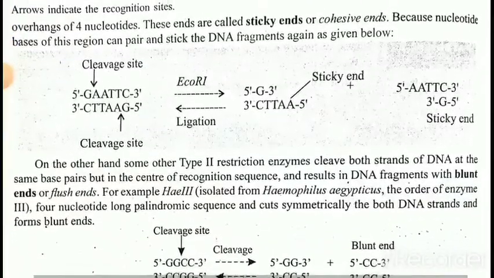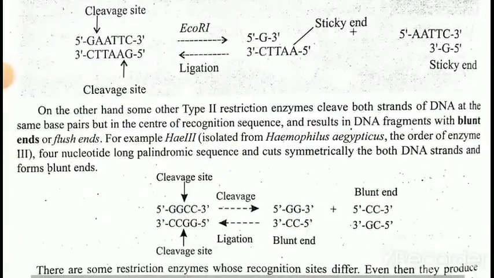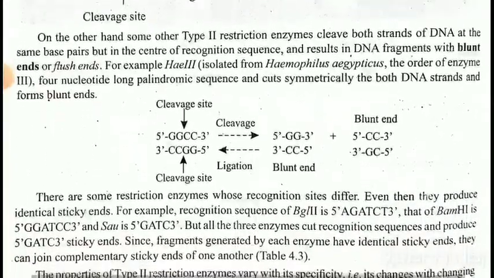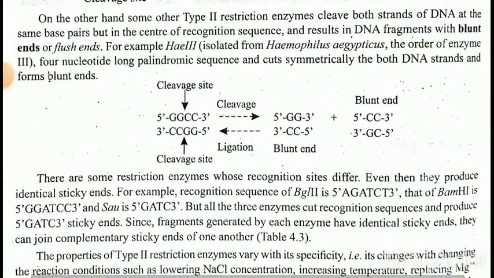For example, HaeIII, isolated from Haemophilus aegyptius, recognizes a 4-nucleotide-long palindromic sequence and cuts symmetrically on both DNA strands, forming blunt ends. See the figure. There are some restriction enzymes whose recognition sites differ, yet they produce identical sticky ends.